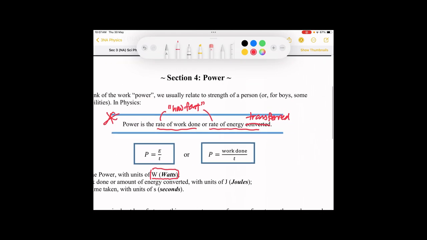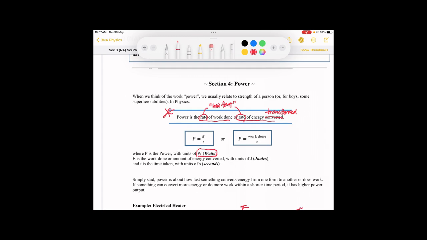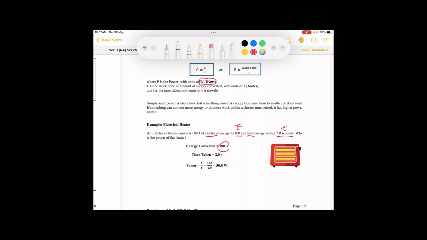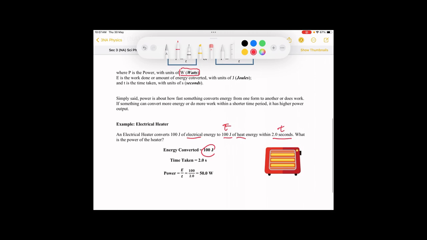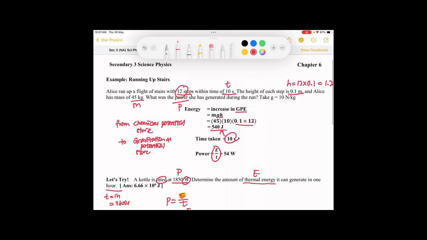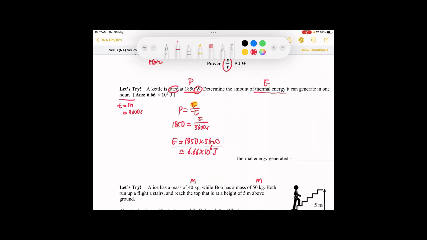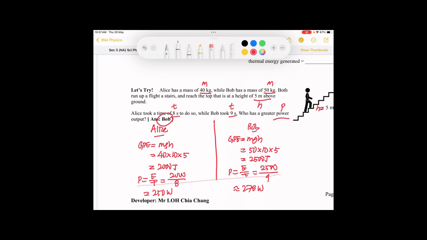Last but not least, we look at power. Basically, power is about how fast work is done, or how fast energy is being transferred from one store to another. Okay, we examine a few cases. Here we talk about electrical energy to heat energy. Here we talk about from chemical store to gravitational potential store. Here we talk about electrical to heat as well. And then last but not least, we compared two persons with different masses climbing the same height but taking different times. How do we compare their power output?